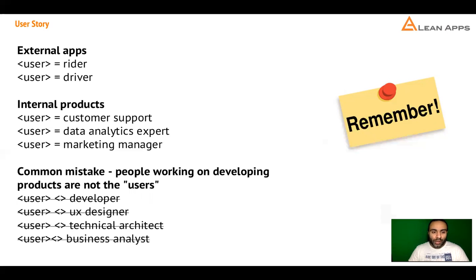So that's why you see they write "as a developer, I want to do this," or "as a UX designer, I want to do this." But that would be wrong, because at the end of the day, a developer or UX designer is not using that product. The user is the one who is actually using the product to do their task and achieve their goal, which the product is meant for. So avoid these mistakes.